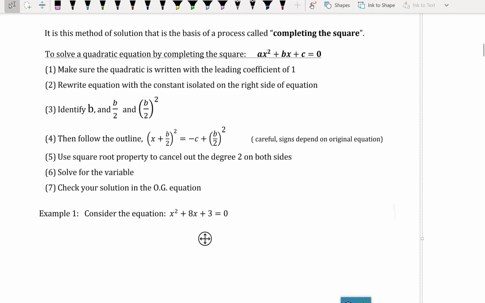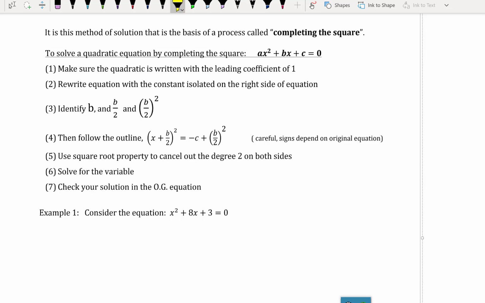So here we are. Here are our steps. Remember that general form is ax squared plus bx plus c. So those are the coefficients that we're going to pay attention to, the a, the b, and the c. So let's look at example number 1. It says consider this equation. Well, step number 1 says make sure the quadratic is written with the leading coefficient of 1. Well, here, that leading coefficient, we don't have 1. So it definitely defaults to be a 1 when I don't have a coefficient. So perfect. Step number 1 done.